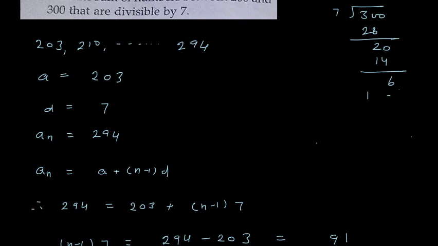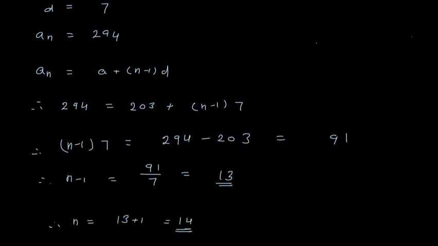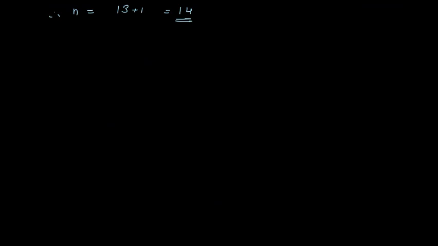We got a, we got d, we got n. Now I can find Sn. So therefore Sn, now this Sn is nothing but S14, the sum of 14 terms we have to find. It is better that first I write the formula. We will start with the formula and then substitute the values. So Sn is equal to n divided by 2 in bracket 2a plus n minus 1 d.